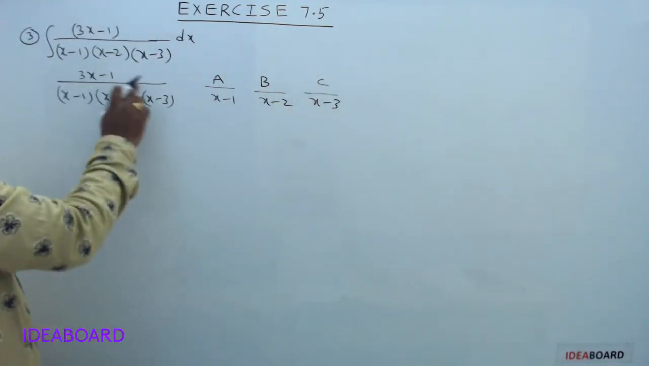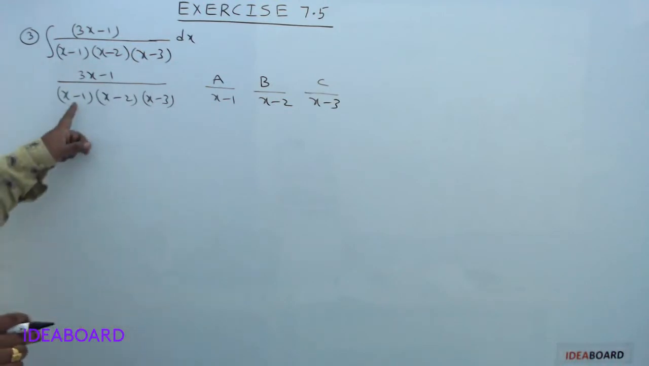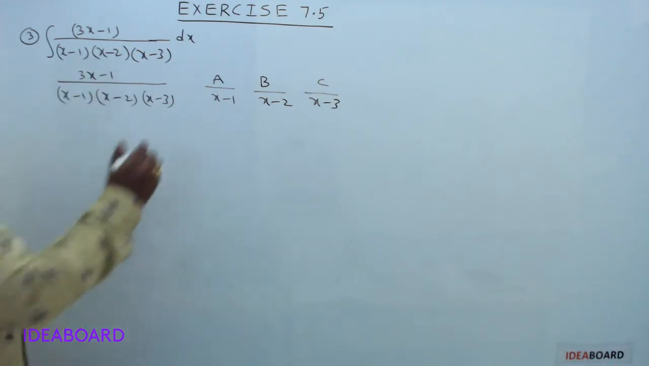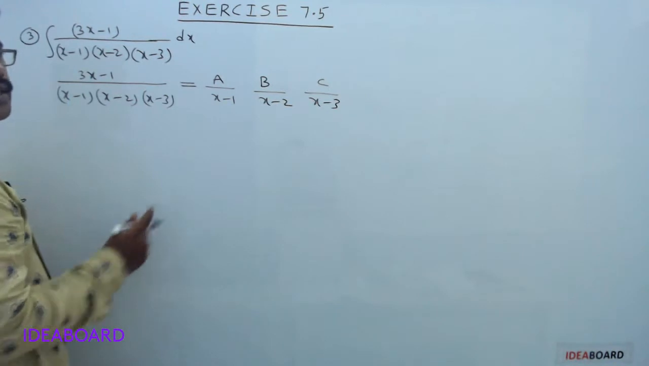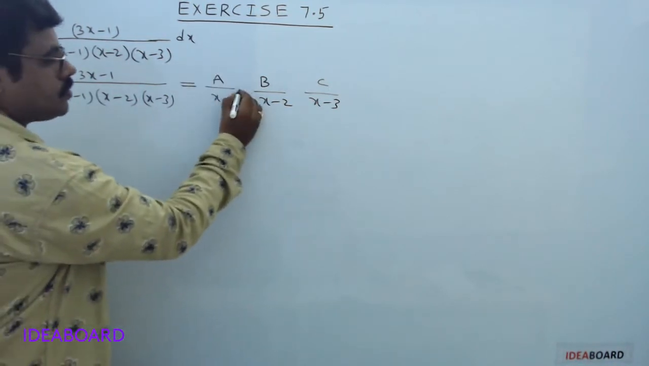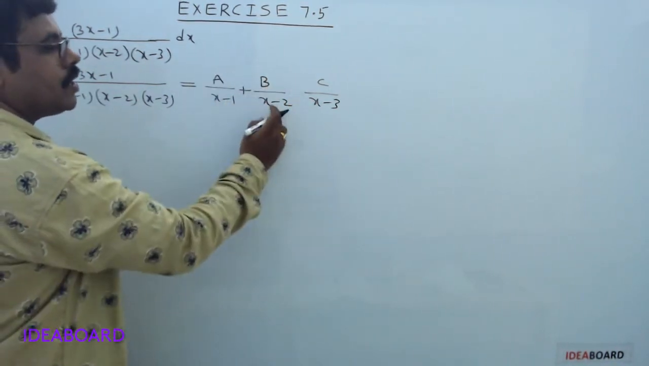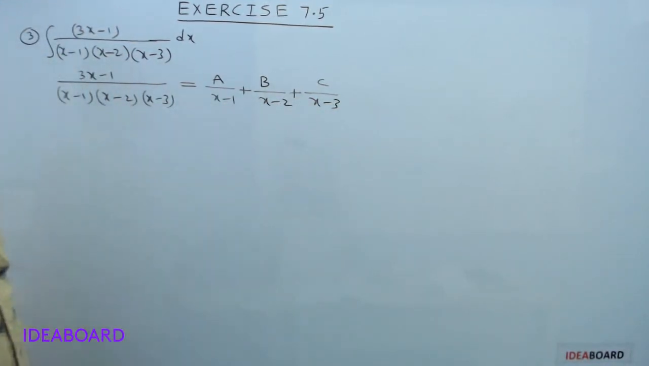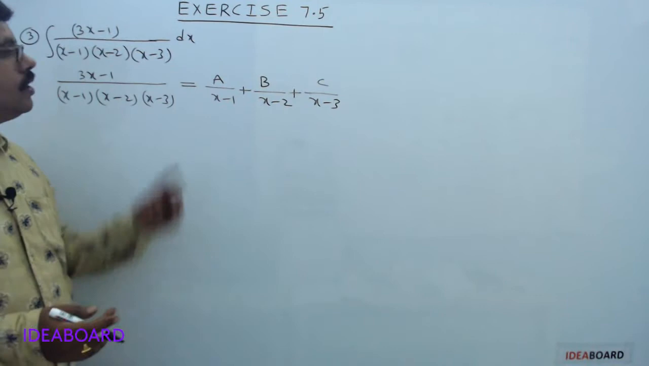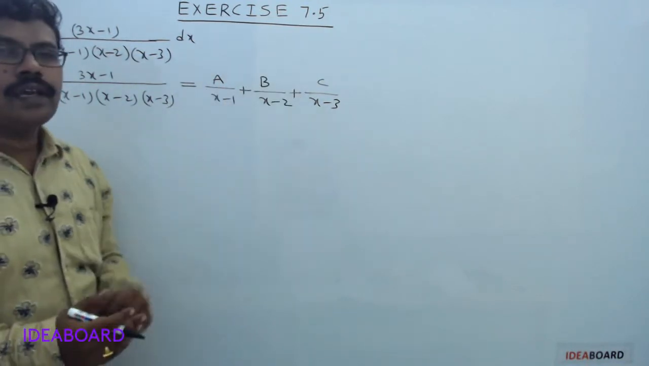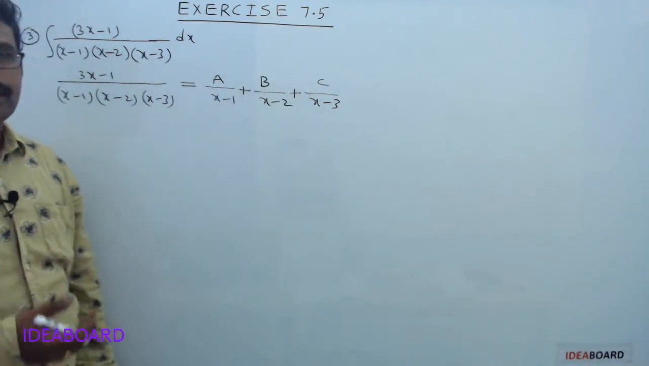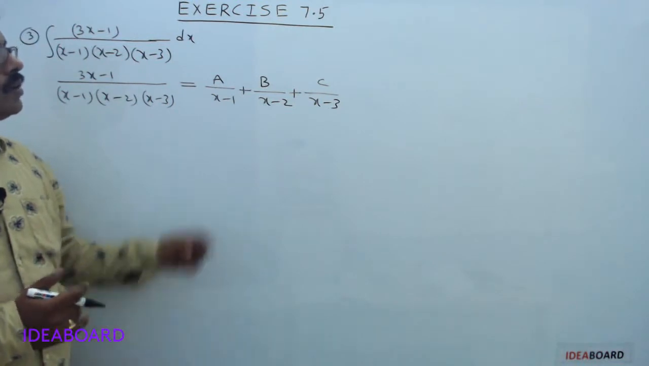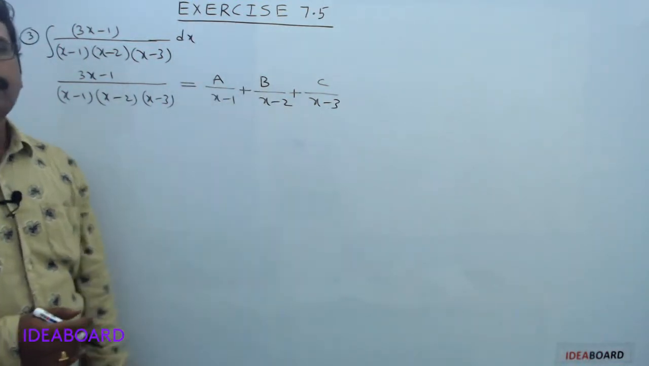So, (3x minus 1) divided by (x minus 1)(x minus 2)(x minus 3) can be taken as A divided by x minus 1 plus B divided by x minus 2 plus C divided by x minus 3. Now here A, B and C are the unknown values. Now you have to find out the values of A, B and C.